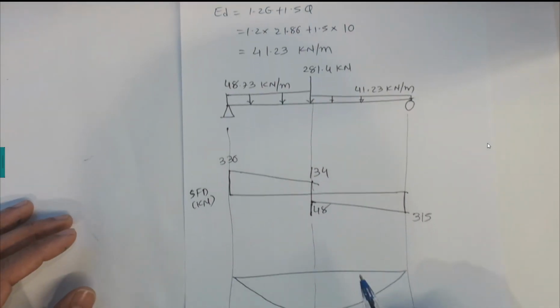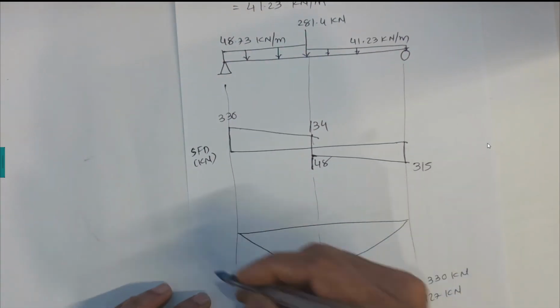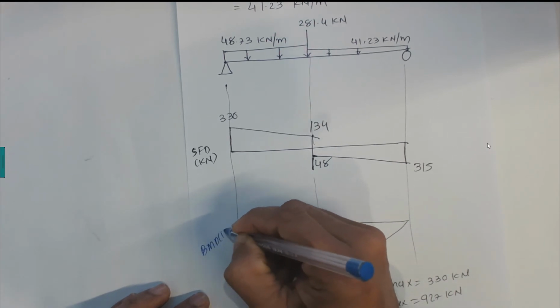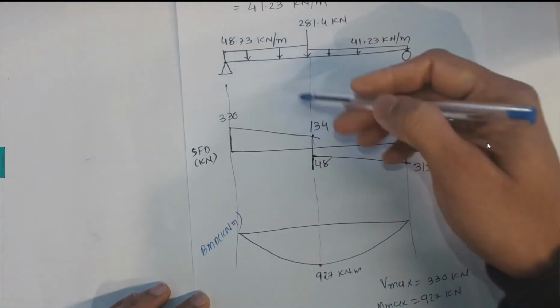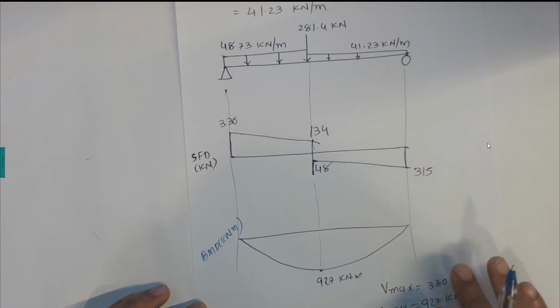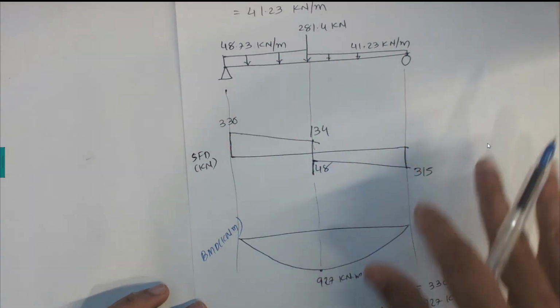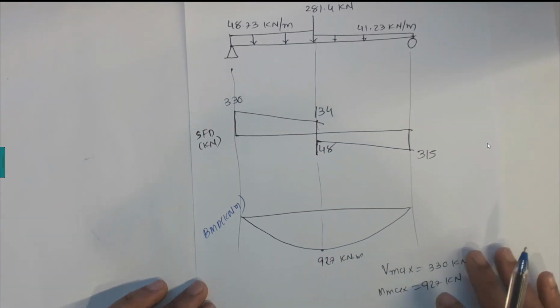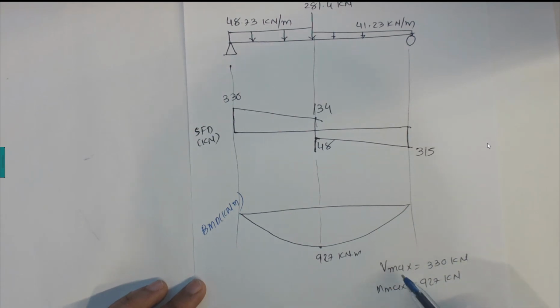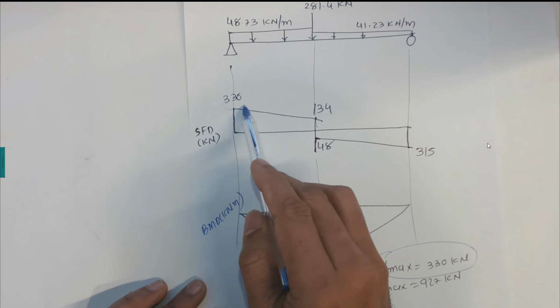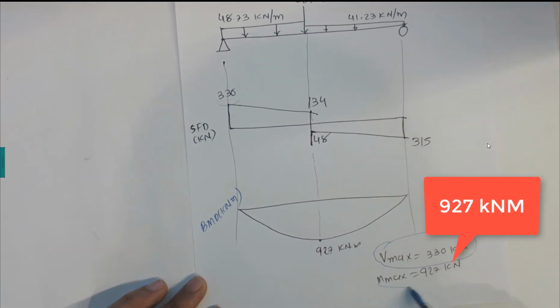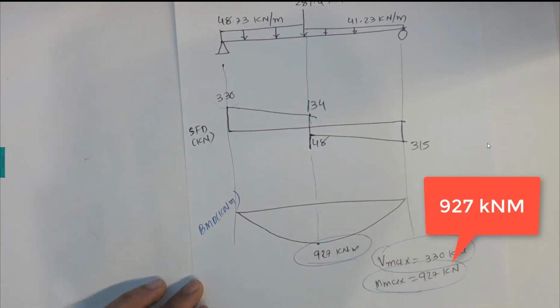Now we can draw the shear force and bending moment diagram. This is the BMD in kilonewton meters. That is the procedure to draw the bending moment and shear force diagram. I'm not going into great detail here on drawing them, but our question is to find the maximum shear force, which is 330 kilonewtons, and also the maximum bending moment, which is 927 kilonewton meters. Thank you very much.